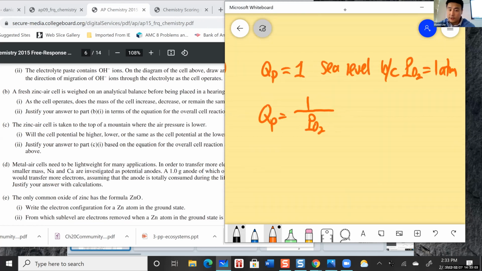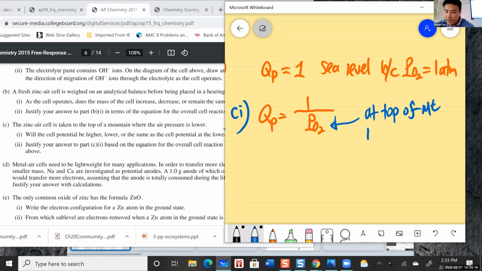So now you have to show them right here. This is C1, right? At the top of the mountain, the partial pressure of oxygen drops as air becomes thinner, right? Okay, it decreases. So Q increases, right? So Q becomes larger.